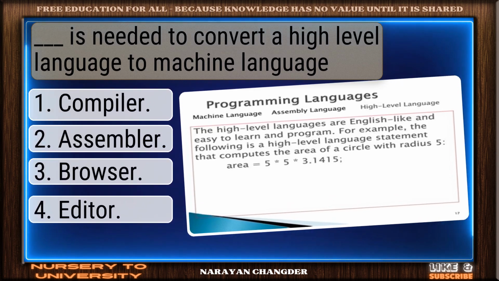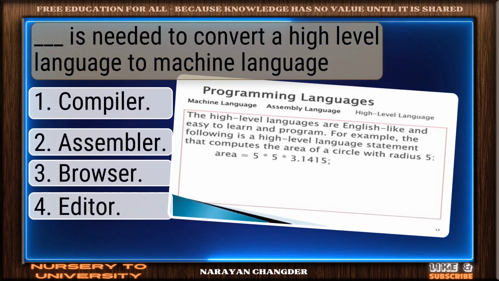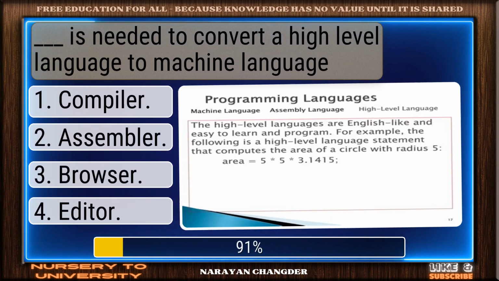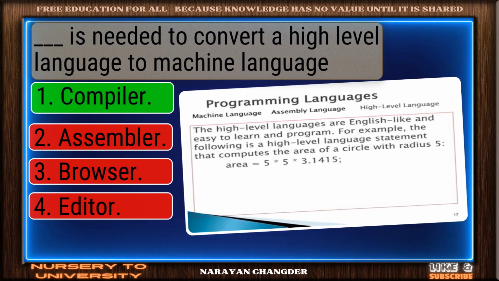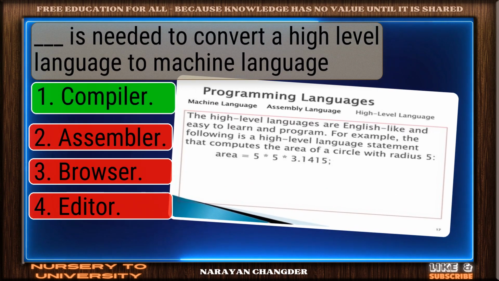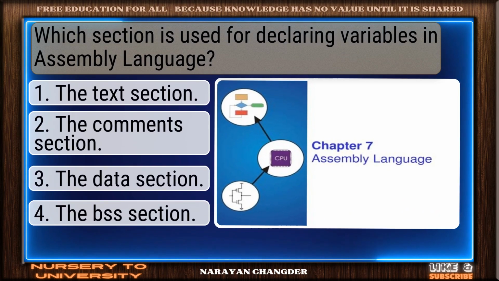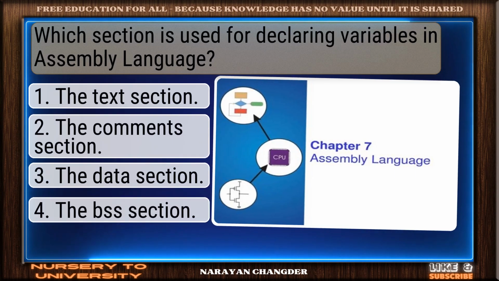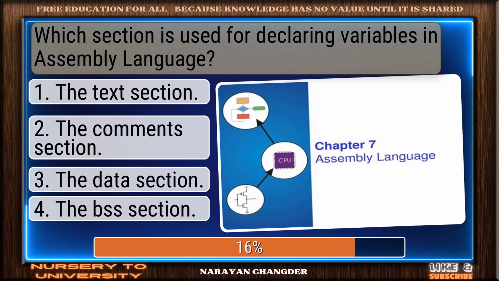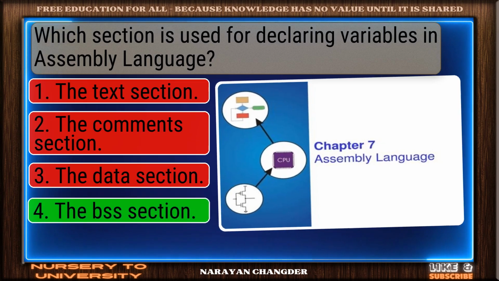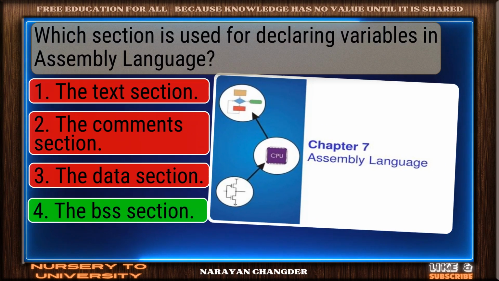Question number 7. Blank is needed to convert a high-level language to machine language. Nice selection. Compiler is the correct and valid answer. Question number 8. Which section is used for declaring variables in assembly language? Good job. Your answer, the B section, works well here.